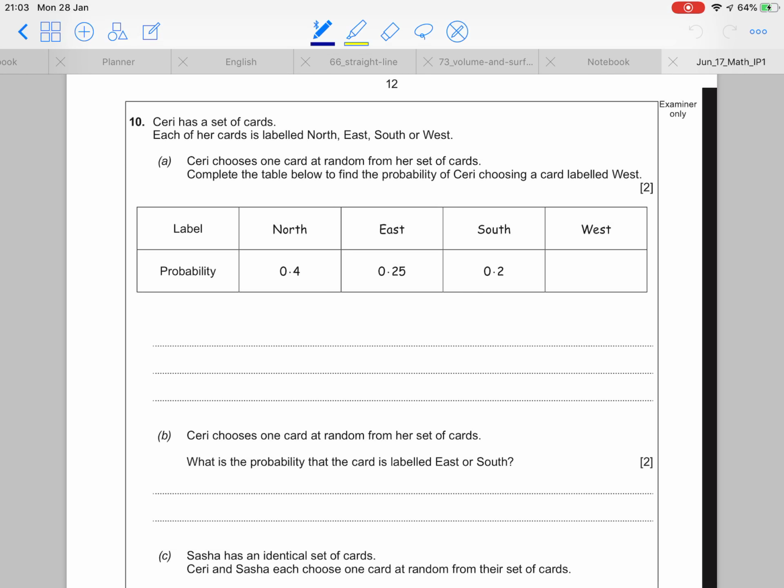Well, as the cards have got a label on them, everything in this table must come to a grand total of 1. So all 4 numbers in that table must add up to a grand total of 1. So far, they come to 0.85. So 1 minus that 0.85 is telling me I have 0.15 for the west card.